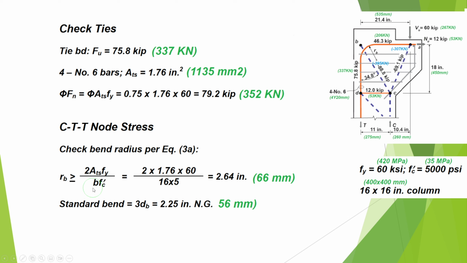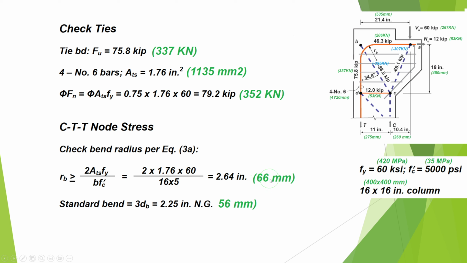The width is around 16 inch. Multiply by f'c. So the minimum radius required for this area using this formula is 66 millimeter. By the way, this is not our case. We will not use this, but only for purpose of comparison.